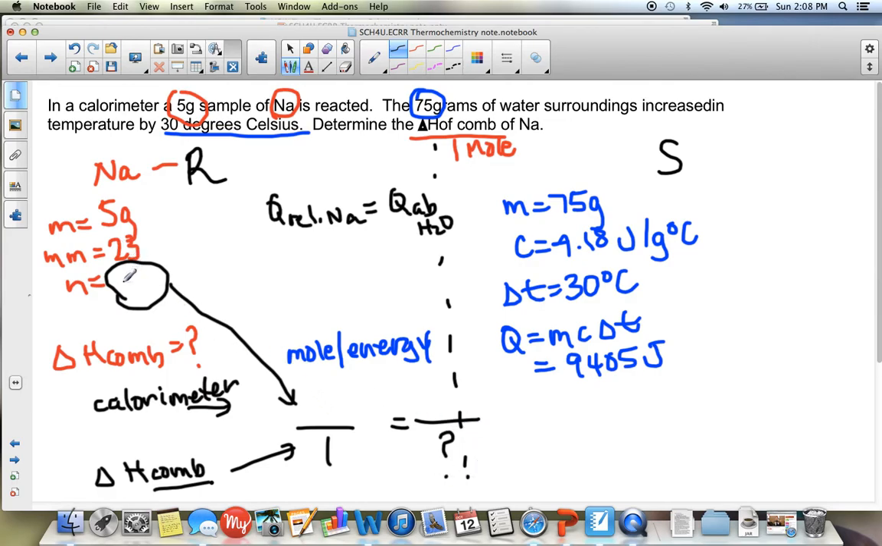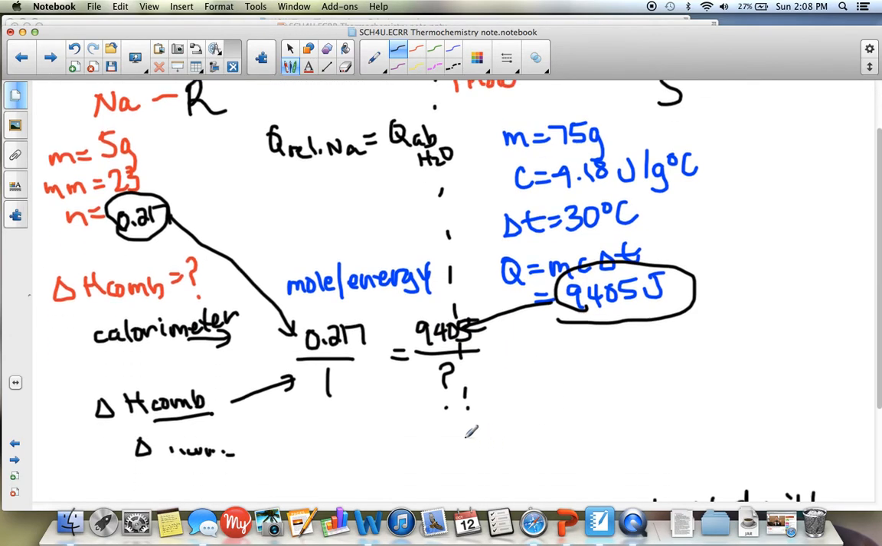We can find a value here. It is 0.217, mass divided by molar mass. And we took this and put it here. Cross multiplication, and you will find that the heat of combustion of sodium is equal to 43,263 joules.